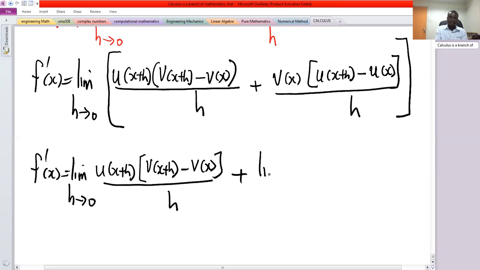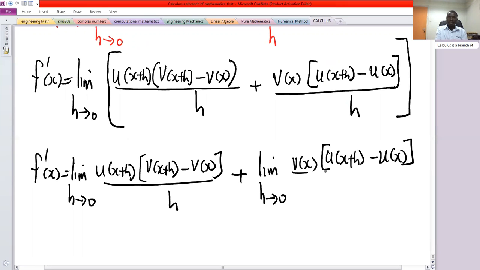plus the limit as h approaches 0 of v of x times u of x plus h minus u of x divided by h. I'm just using the law of limit. If I have a sum of two functions, then the limit is the same as the sum of the limits of each of the two functions. So that's why I'm applying the limit to this term and this term here.